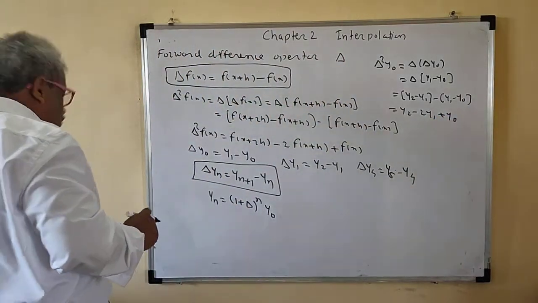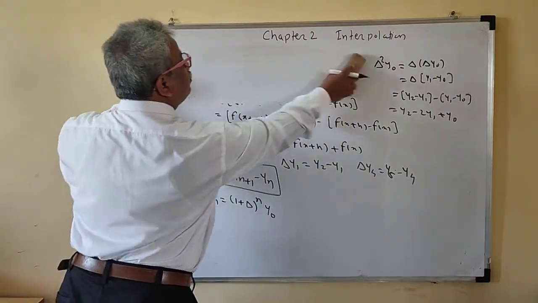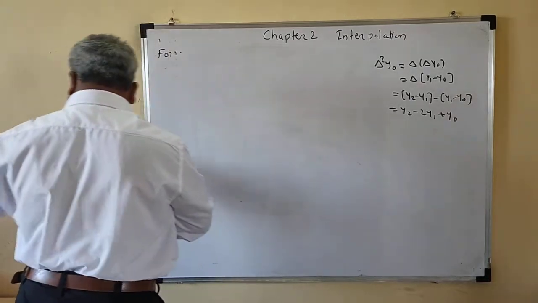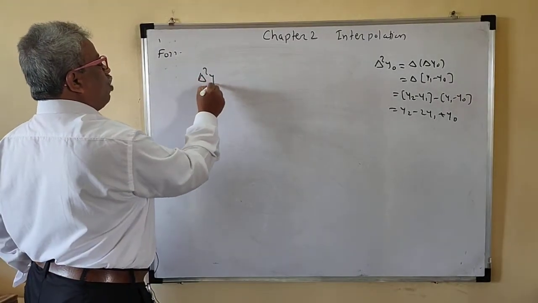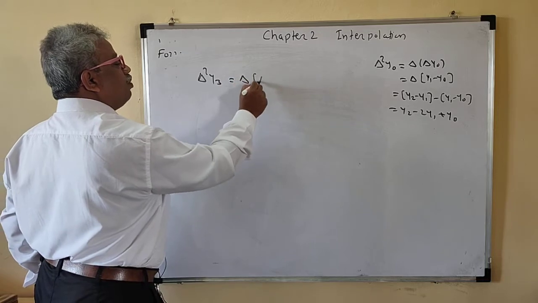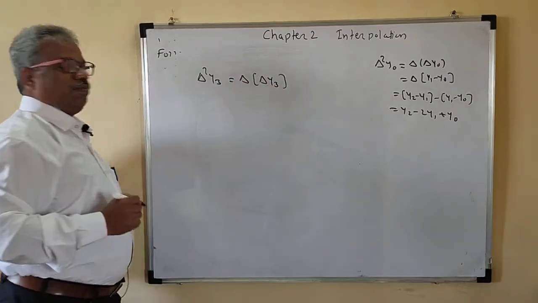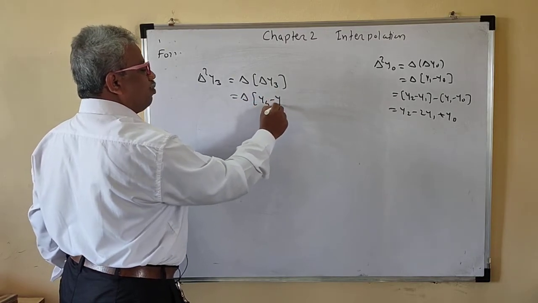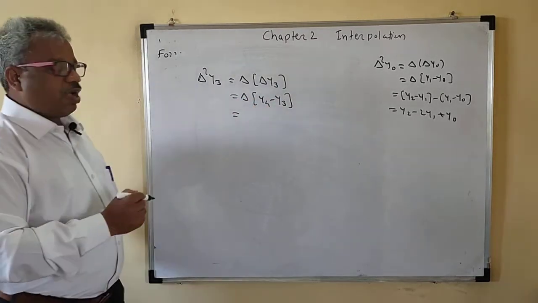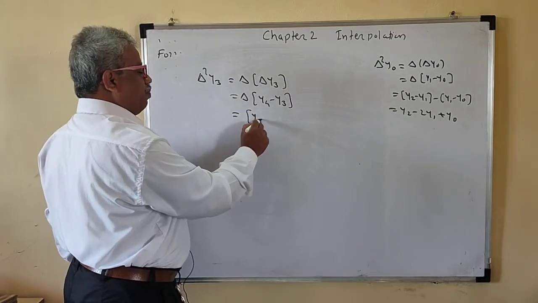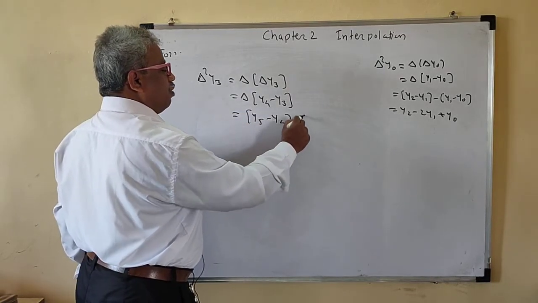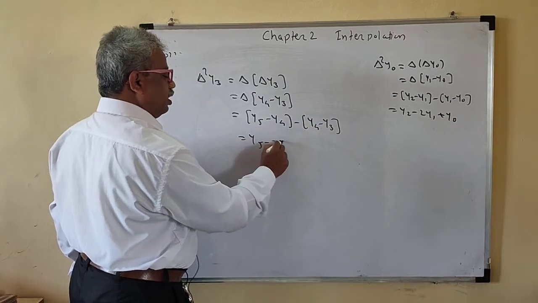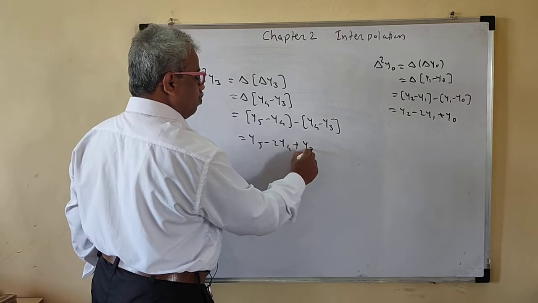So this is y2 minus 2y1 plus y naught. This is del square y naught. Similarly, you can obtain del square of anything now. Suppose you want to obtain del square y3. This is del of del y3. Del of y3 means y4 minus y3, and del of y4 means y5 minus y4. So this is y5 minus 2y4 plus y3.